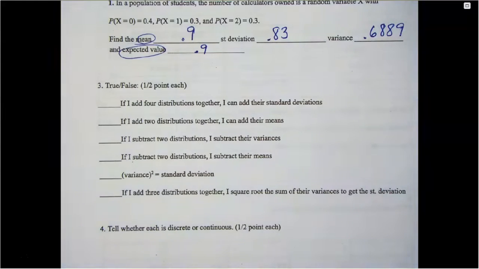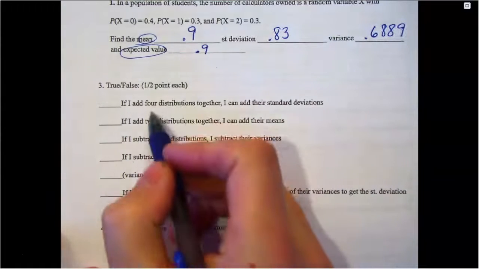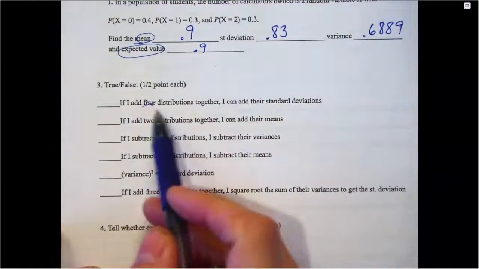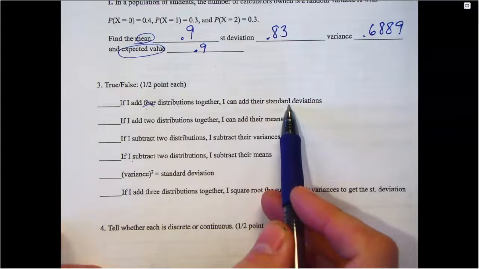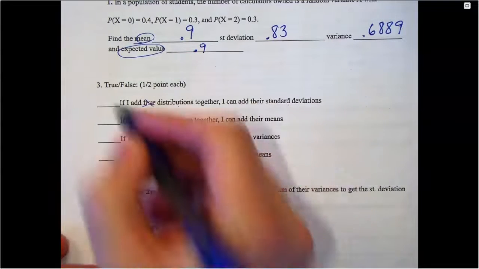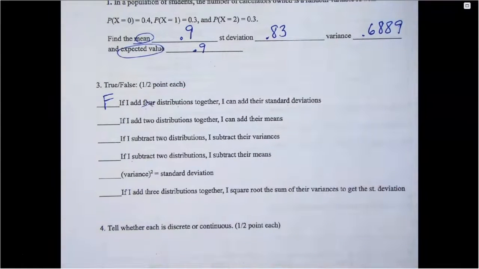So you can think of this as 4 or 2, whatever, but if I'm adding distributions together, do I add their standard deviations? I do not. That is false. I can't add standard deviations. I have to square them to get to the variance level, and you're allowed to add the variances, and then you square root.